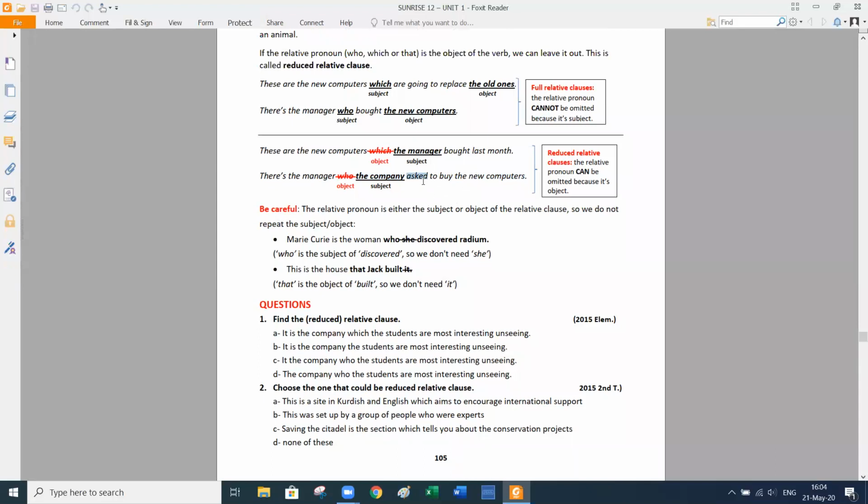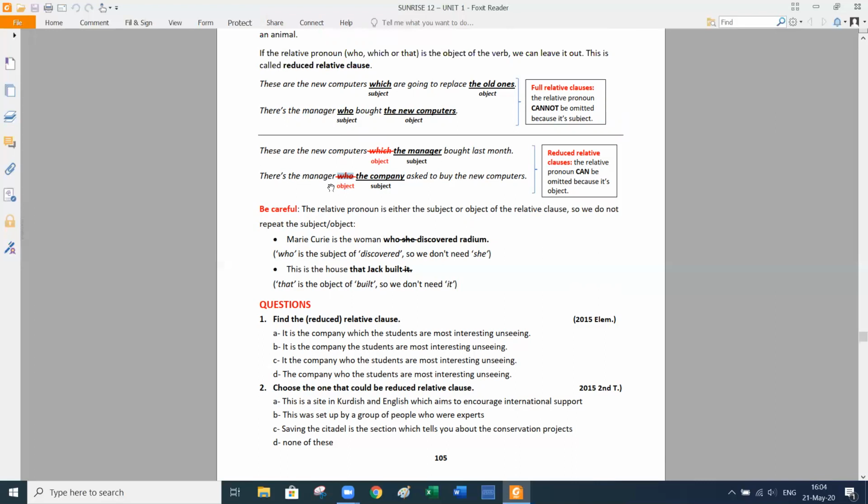So we find the subject by looking at the word that comes immediately before the verb. And we see that the company comes immediately before the verb, or is placed immediately before the verb. So the company is the subject. So the relative pronoun who cannot be the subject. So it must be the object then.